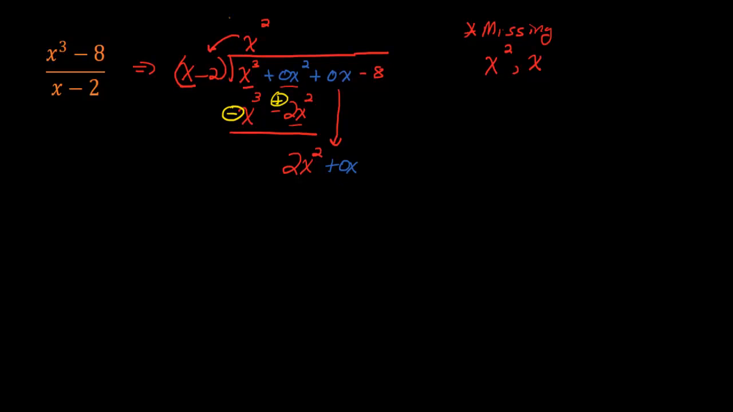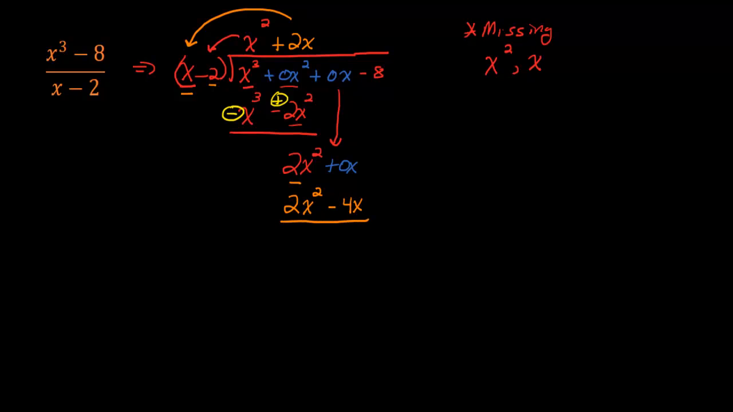So we're going to start with iterations again. What times x gives me 2x squared? That's going to be a value of positive 2x. We're going to repeat the process. 2x times x gives me 2x squared. 2x times negative 2 gives me a value of negative 4x.